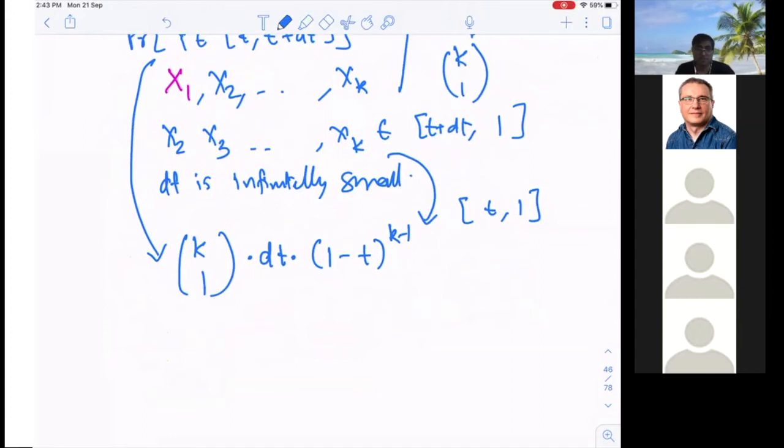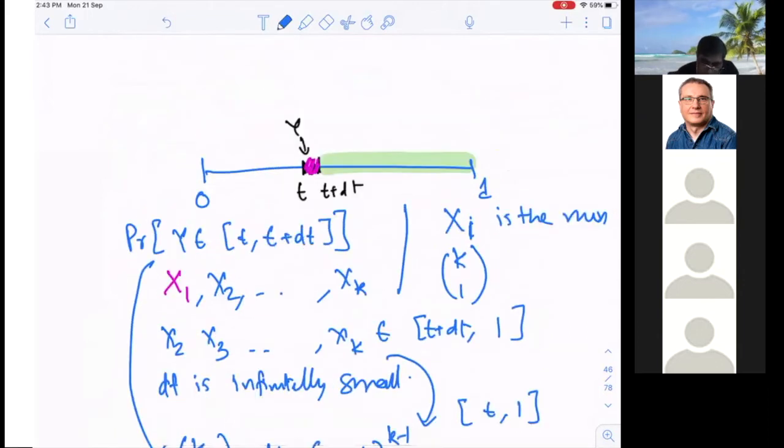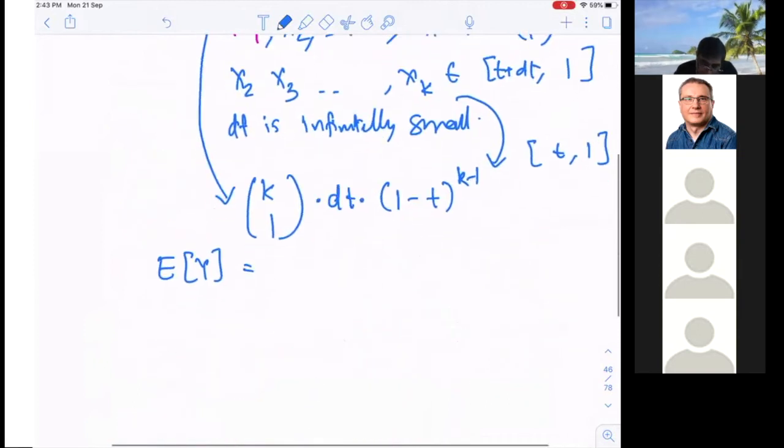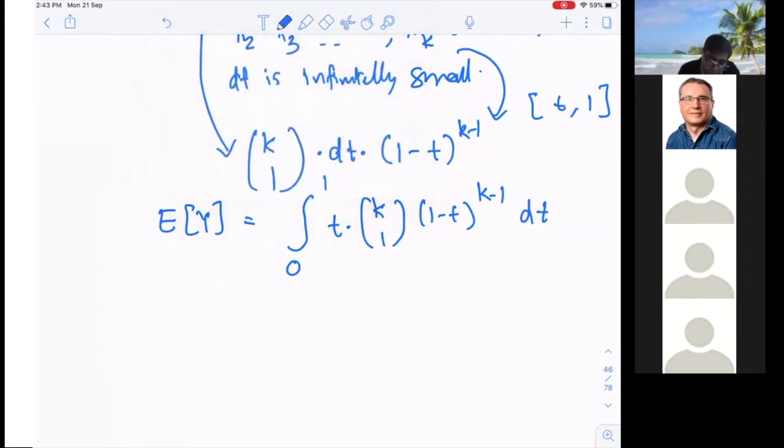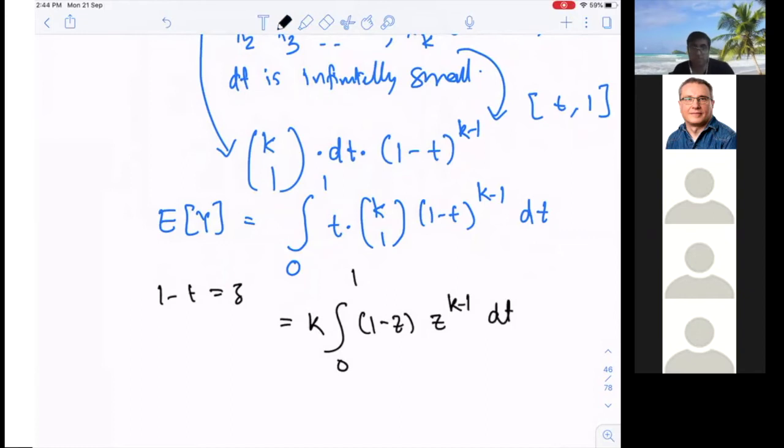But what are we interested in? We are interested in computing the expectation of y. This dt could be here, it could be here, it could be anywhere. So basically, the expectation of y is the integral from 0 to 1 of t times k choose 1 times (1 minus t) to the power k minus 1 dt. Now let's substitute 1 minus t equal to z. Then you will get the integral from 0 to 1. k anyway comes out. t will become 1 minus z, and this will become z to the power k minus 1 dz.